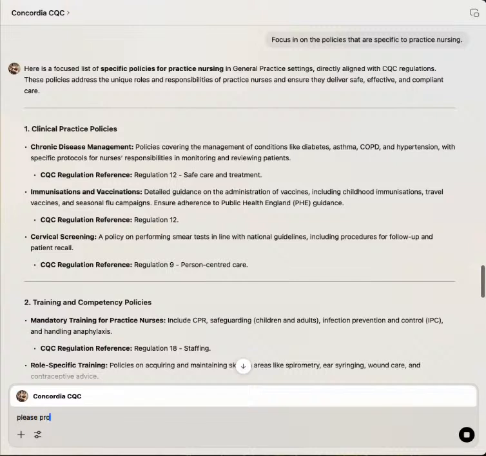So please produce a comprehensive list of clinical practice policies referenced against CQC regulations. I'd like to add in that against the CQC regulations, because obviously what we are aiming to do is deliver safe and effective care, but it's also really helpful to know which regulation that maps across to.